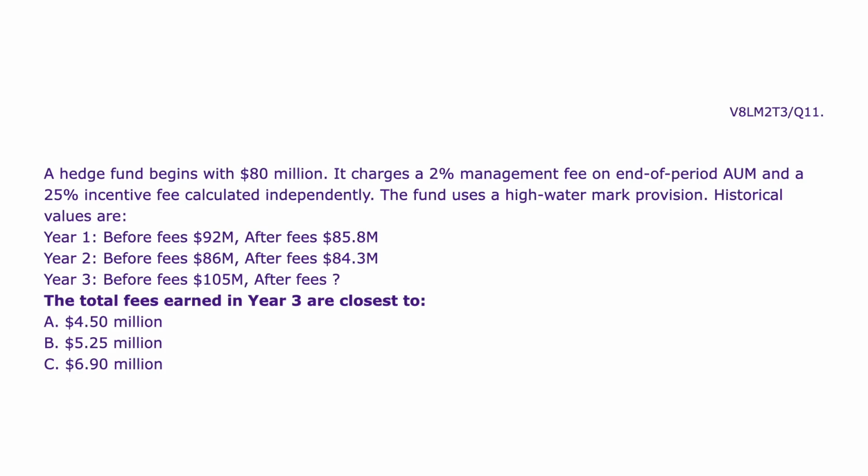The total fees earned in year 3 are closest to A. $4.50 million, B. $5.25 million, C. $6.90 million.